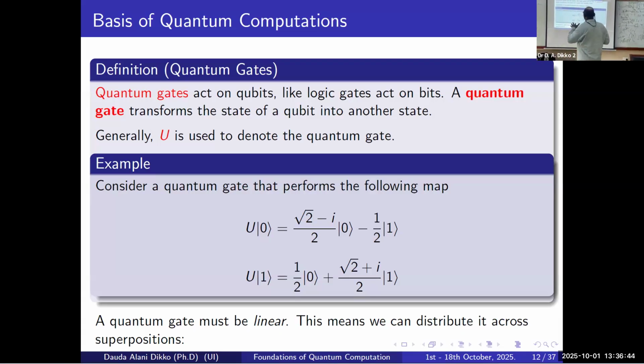Here, our quantum gates act on qubits. And like the logic gate is the one I mean by the classical cases, they act on bits. A quantum gate transforms the state of a qubit into another state. Generally, we use U to denote the quantum gate. So our quantum gates, there are very many types, okay? We'll soon see them. But let's just consider a quantum gate that performs the following map.